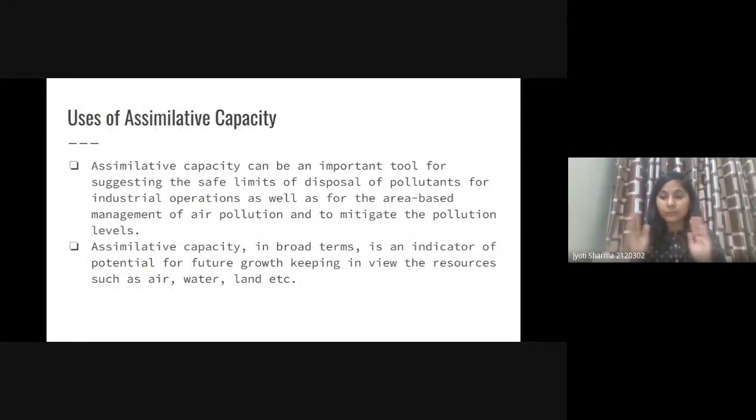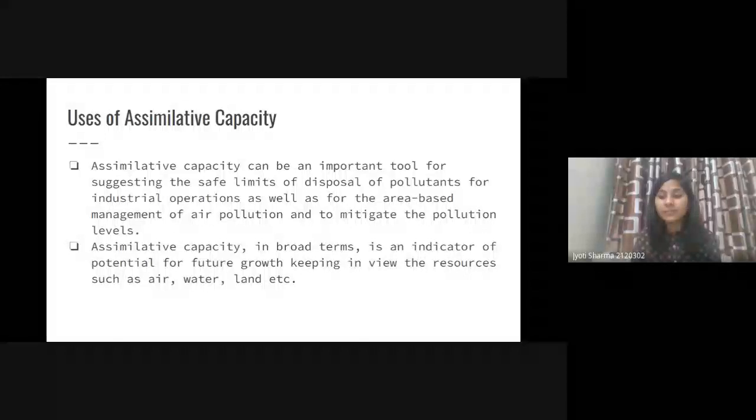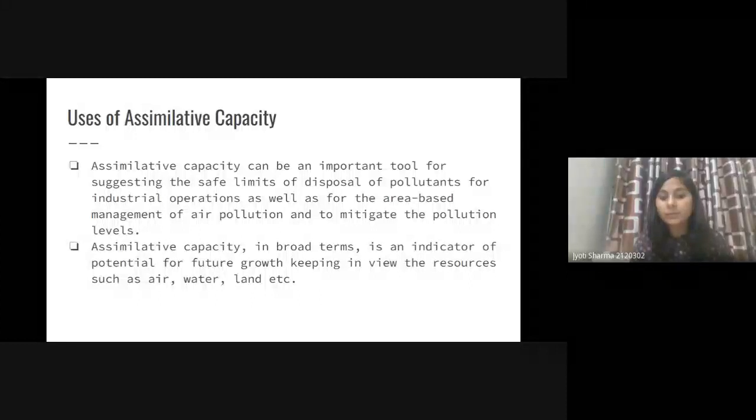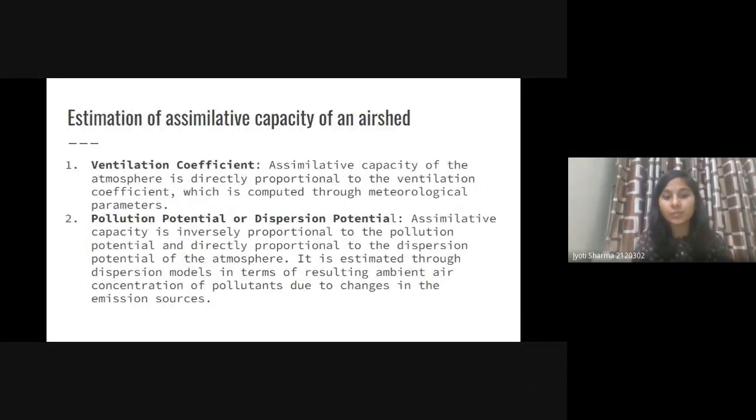So the more assimilative capacity you have in that area, the more it is an indicator that you can construct more infrastructure there, because you haven't crossed the national standard for that particular pollutant. So this is the use.